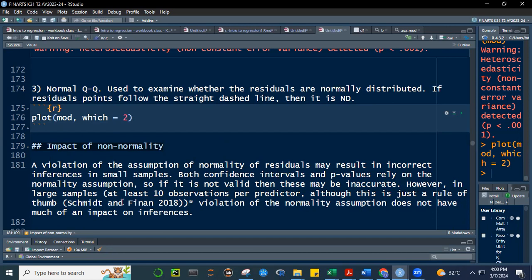However, in large samples, okay? So may mga journals, may mga articles na nagsasabi nito: at least 10 observations per predictor. So if you have 10 predictors times 10, dapat at least 100 observations yung data mo. Kung konti lang data, it's possible that violation of normality is critical. Pero kung malaking data natin, walang problema. Although rule of thumb lang to.